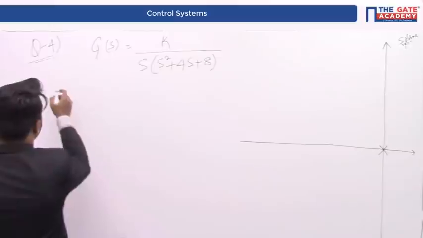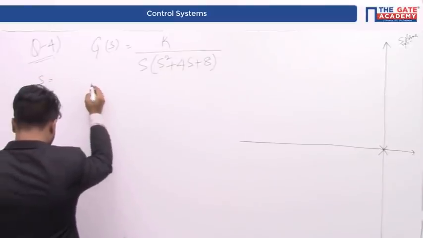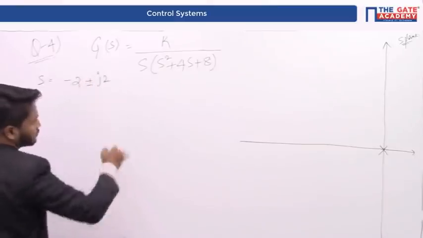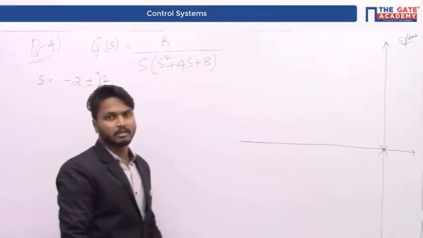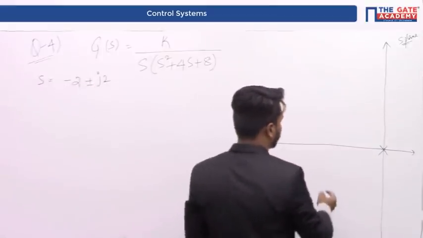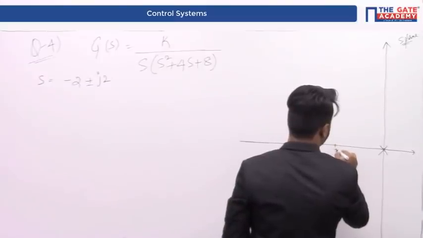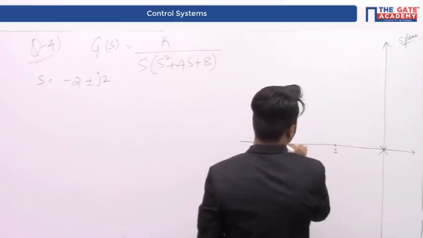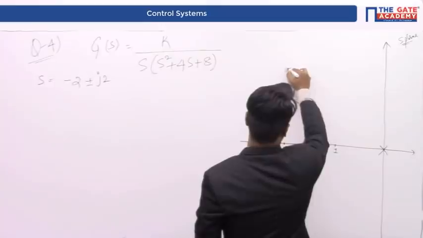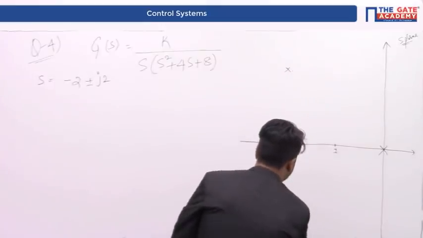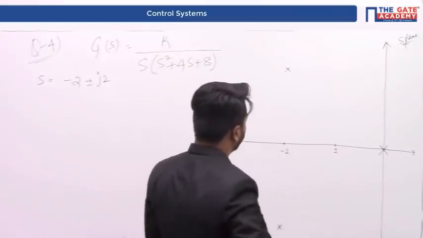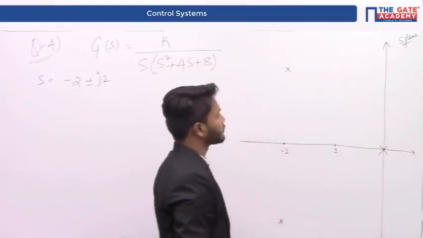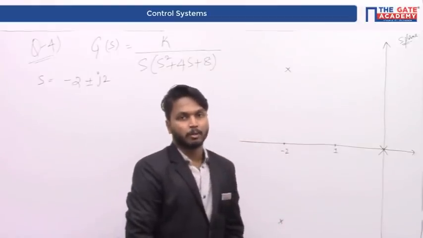If you solve them, you will get s is equal to minus 2 plus or minus j2. You just have to solve using that basic quadratic equation, right? Therefore, let us say this is minus 1 somewhere here and minus 2 plus or minus j2 means one root is somewhere here and the other root is going to be somewhere here. Therefore, we need to plot the root locus for this particular configuration. For the given configuration, we have to plot the root locus.